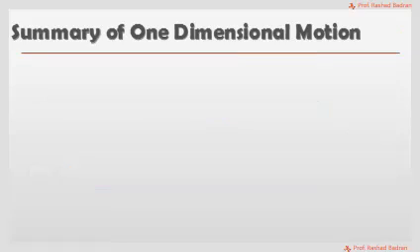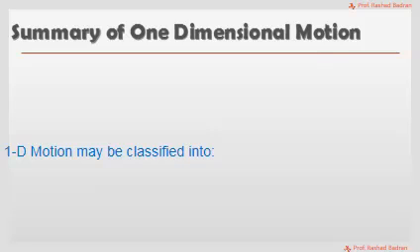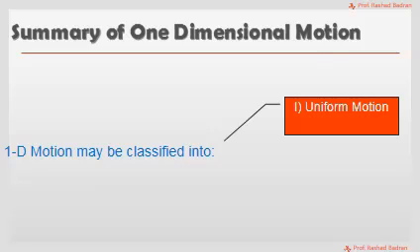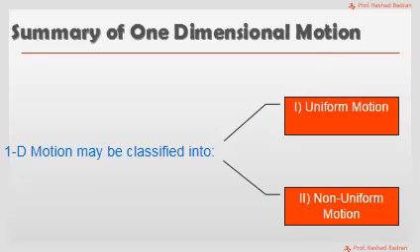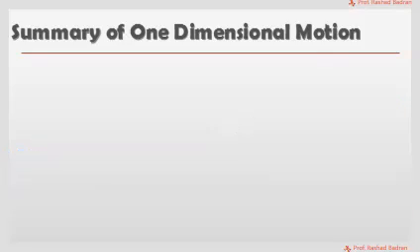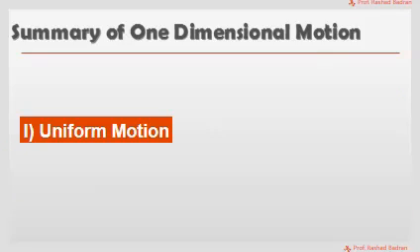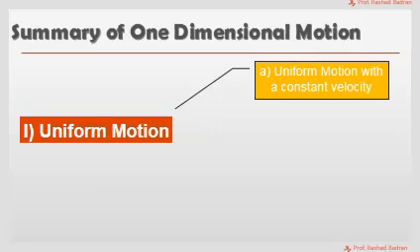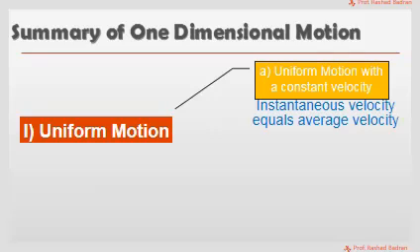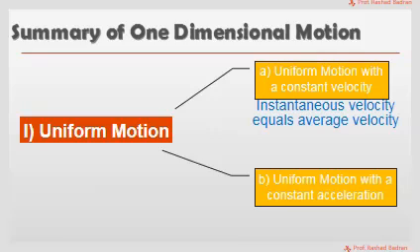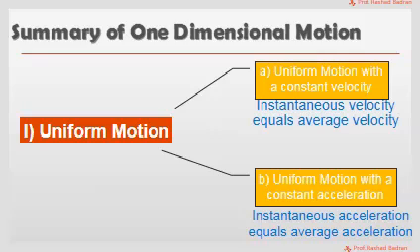It is really necessary here to get a summary of the one-dimensional motion. As we said before, one-dimensional motion is classified into two: uniform motion and non-uniform motion. However, the uniform motion is found to be of two types: a uniform motion with a constant velocity, that is, the instantaneous velocity equals the average velocity, and a uniform motion with a constant acceleration, that is, the instantaneous acceleration equals the average acceleration.